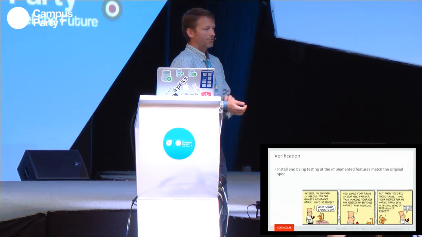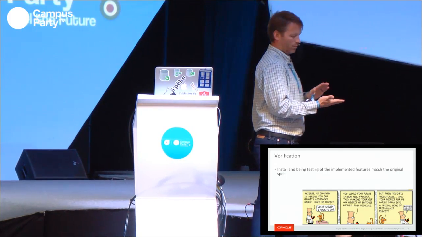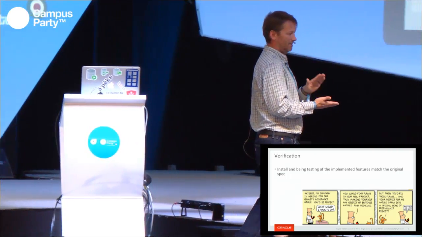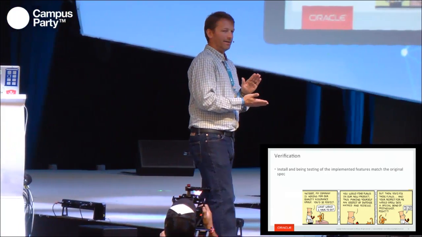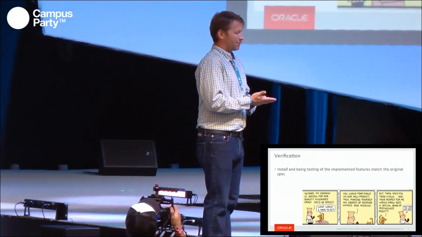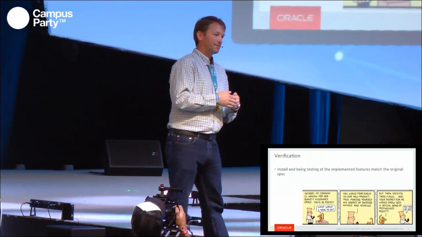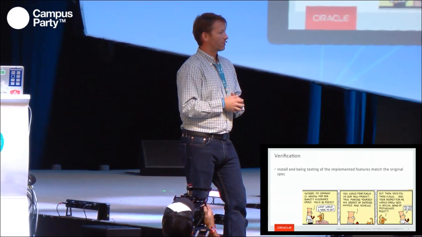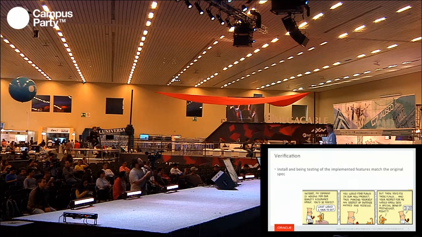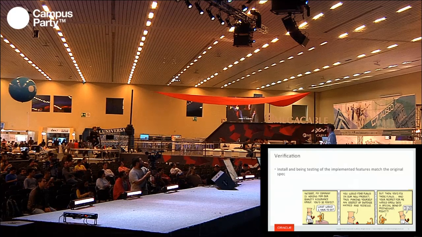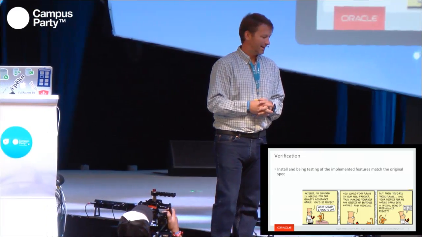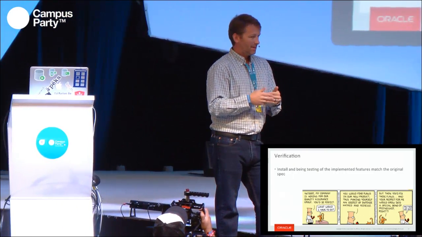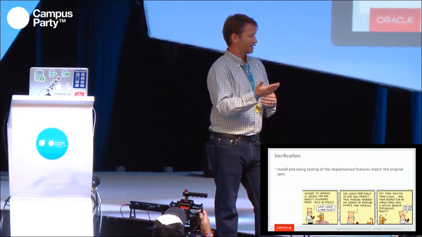So then the next step would be the verification. So we had the design done, we had the code done, and then we have to verify it. That means the developers would basically throw the code over a wall to a group called user acceptance testing or quality assurance, something like that. If anything goes wrong there, again, it goes back into the cycle.